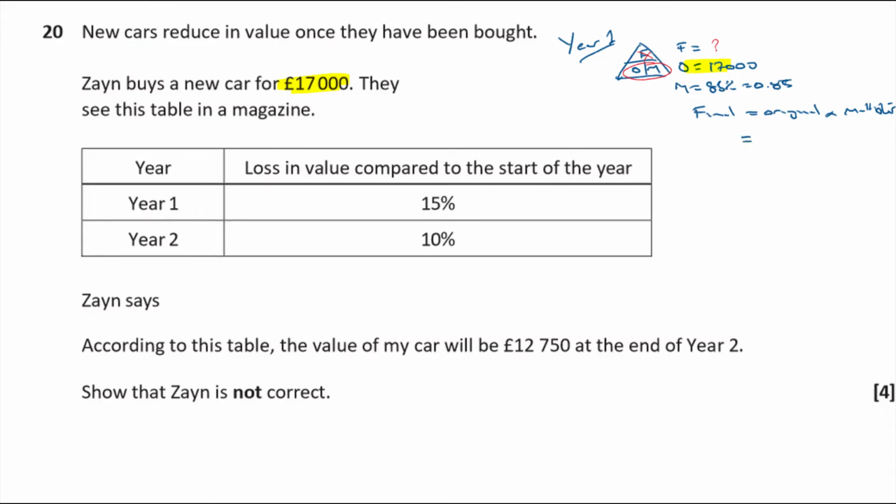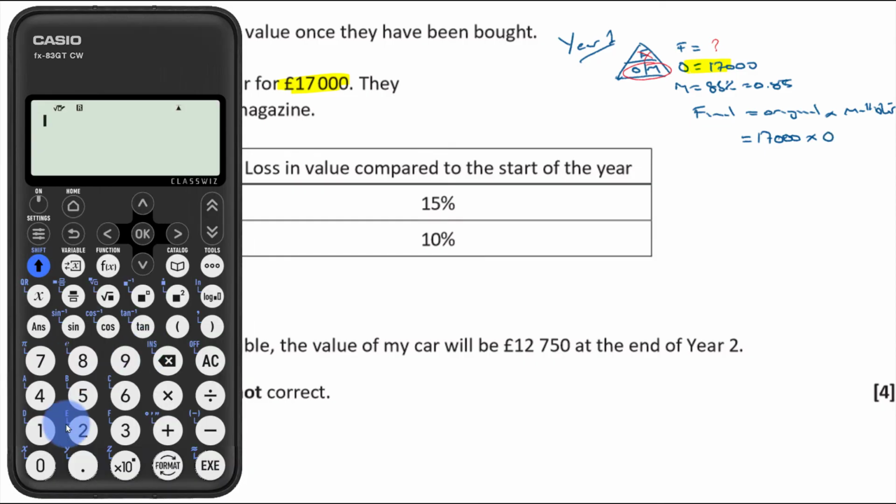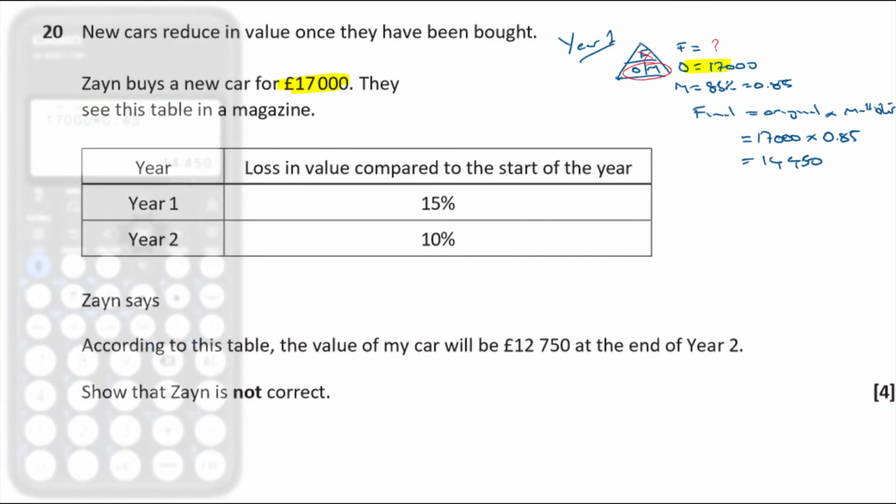It's going to be 17,000 times 0.85. What's that then? 17,000 times 0.85 comes to 14,450. So that's the value of the car after year 1.